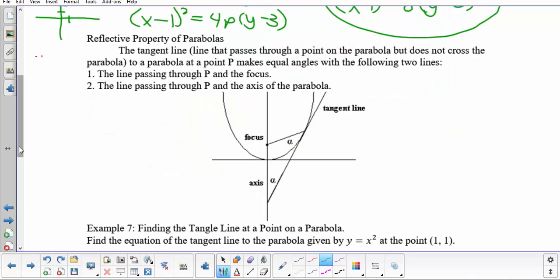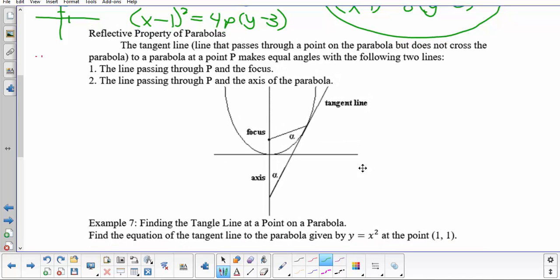Parabolas have a reflective property. What that means is that if we have a tangent line, which is the line that passes through a point on the parabola but does not cross the parabola, so we discussed tangent lines in chapter 11. So right here's our tangent line to the parabola because it touches at that one point, but that's it. So back to the definition. The tangent line to a parabola at point P makes equal angles with the following two lines: the line passing through P and the focus, and the line passing through P and the axis of the parabola.